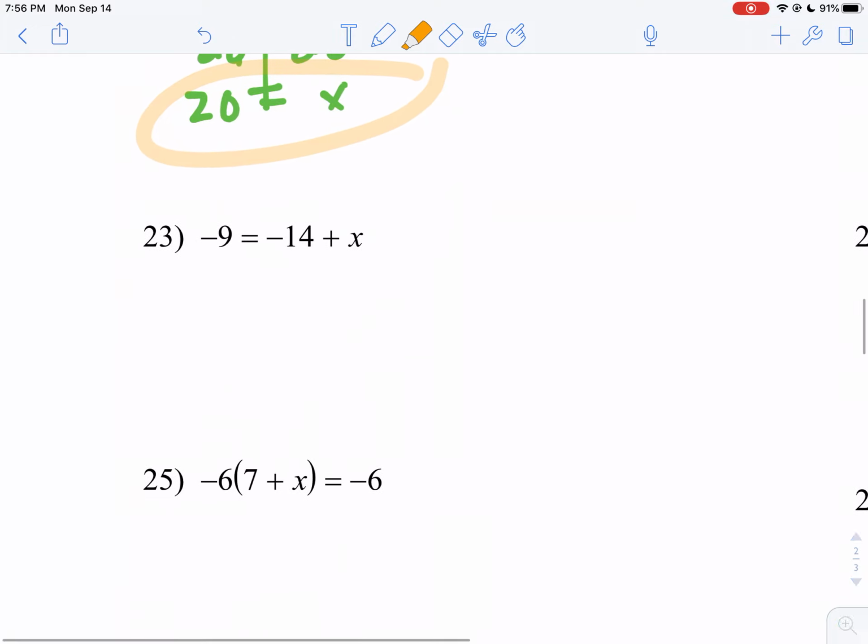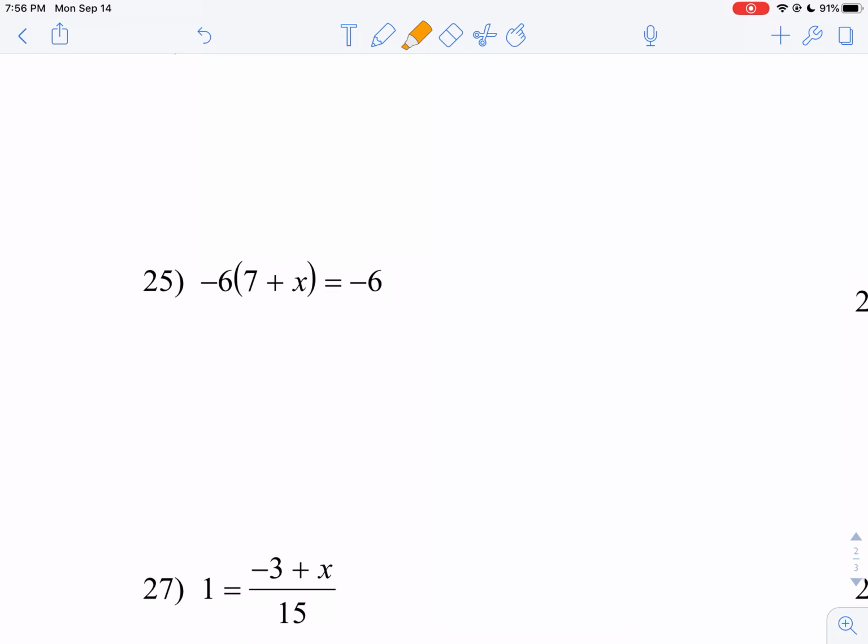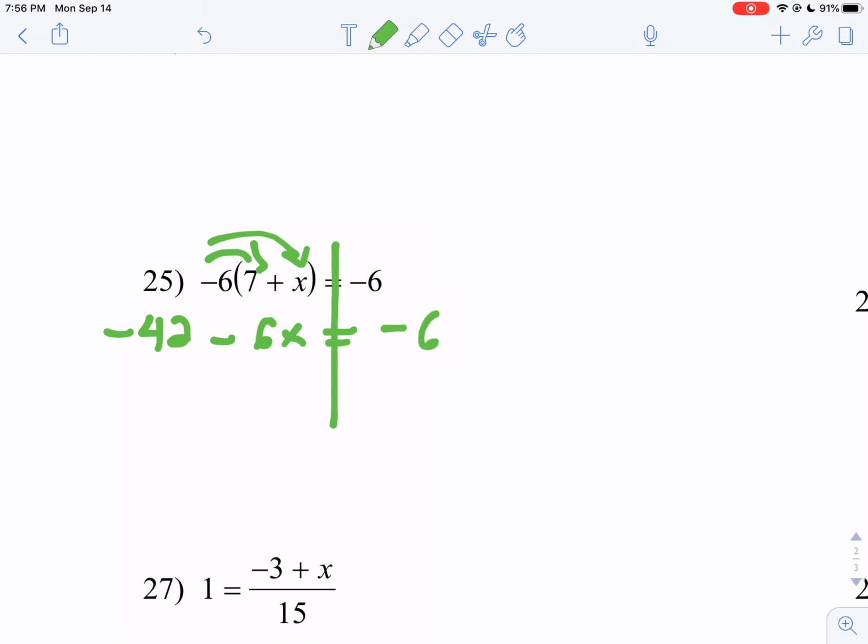Okay, let's work on number 25. That is like a two-step problem, or maybe even three. Let's take a look. You have a distribution here, so be very, very careful. This is not the only way to do the problem, but this is what we normally teach you. First of all, do your distribution. Multiply through, and pay attention to your positive and negative signs. A negative 6 times 7 is a negative 42. A negative 6 times positive 1x is negative 6x. And then you have a negative 6x on the right-hand side.